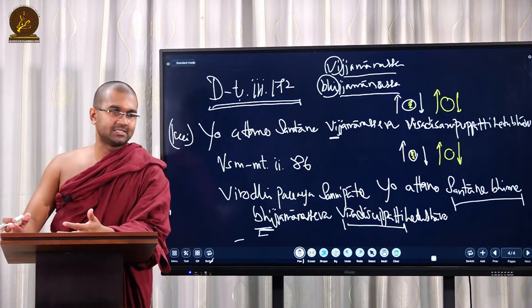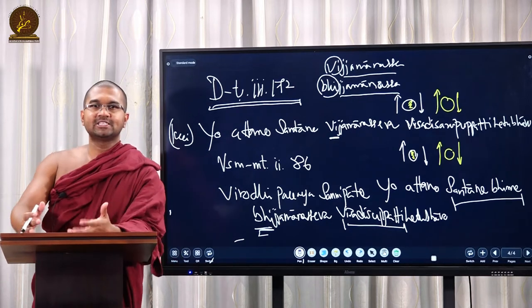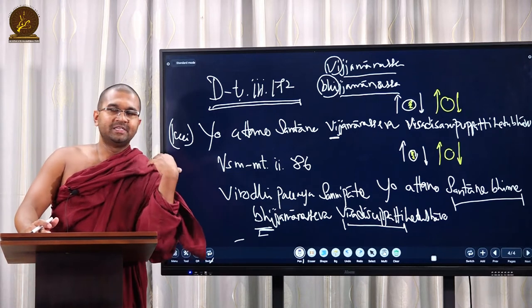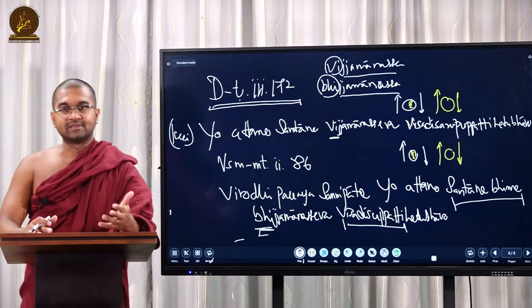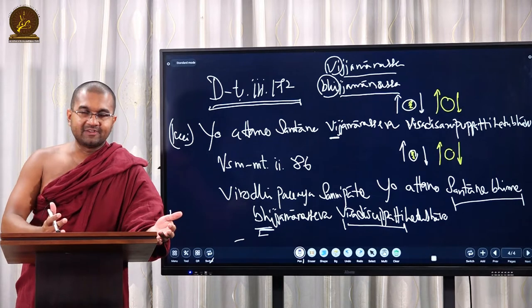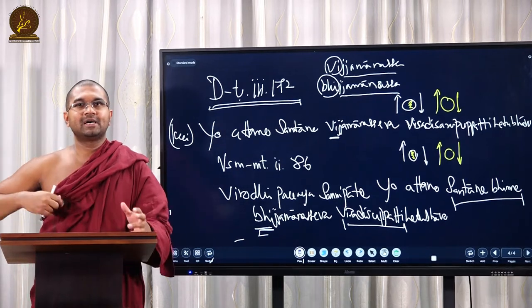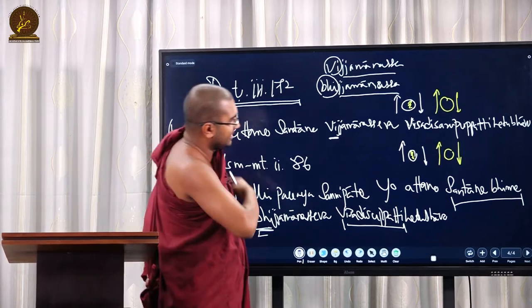Binne means a past participle. Then bijjamanasa visadisuppatti. So after it has passed away, bijjamana means the thing which is passing, the moment which is passing. So it doesn't make sense to say that the body has passed away, the rupa has passed away, at the same time it is passing away. It doesn't make sense. So that's why we go into the explanation.